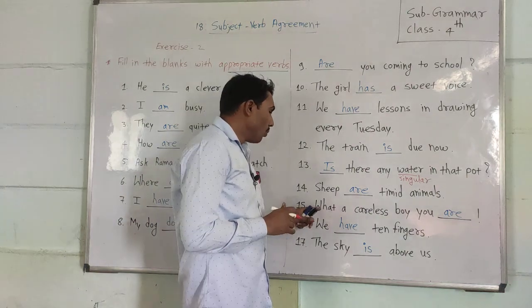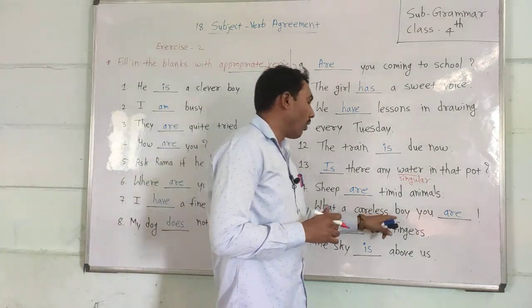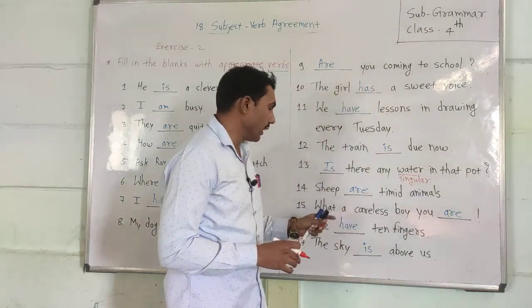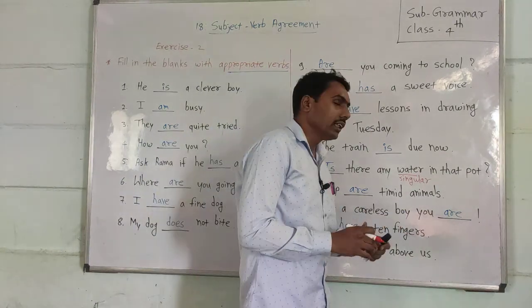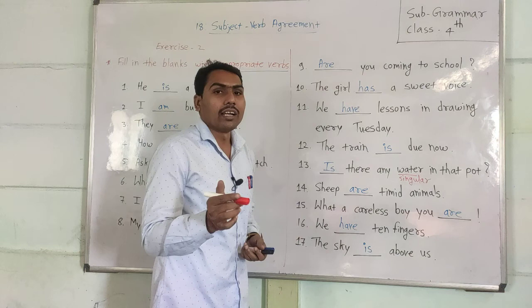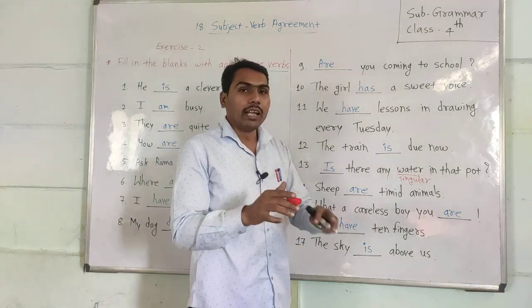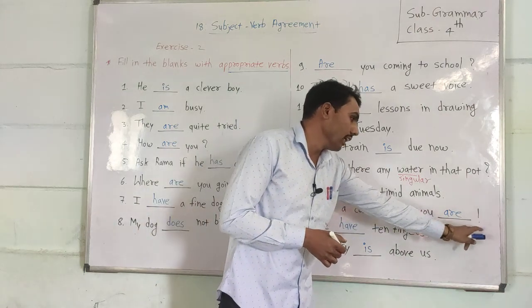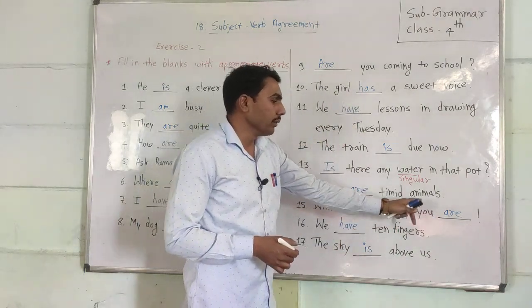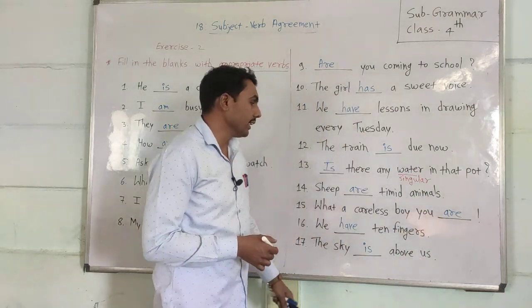Now, what a careless boy you are. As per the sentence meaning, it is an exclamation sentence. Careless, तू किती निष्काळजी मुलगा आहे, अशा पद्धतीचे उद्गार आहे. Exclamation mark ya ithe dilela ahe. As per the sentence meaning, here we use the verb form that is are.